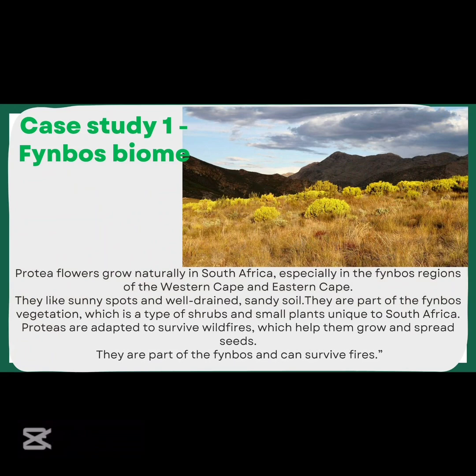Fynbos biome. The protea flowers grow naturally in South Africa, especially in the fynbos regions of the Western Cape and Eastern Cape. They like sunny spots and well-drained sandy soil, which means that they are part of the fynbos vegetation, which is a type of shrubs and small plants unique only to South Africa. Proteas are adapted to survive in wildfires, which help them grow and spread seeds. They are part of the fynbos and can survive fires, also known as veld fires.